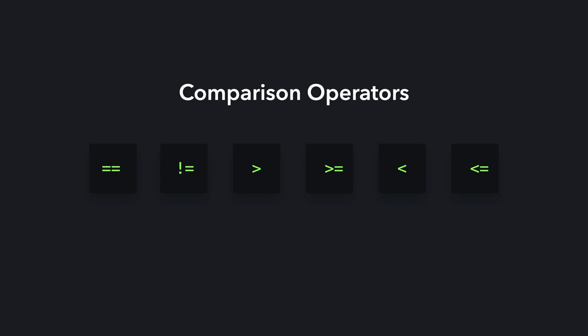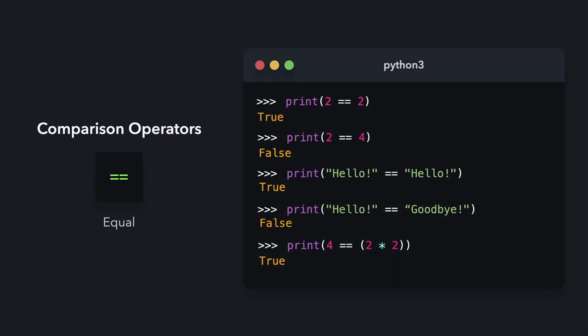In Python, we can use 6 comparison operators in order to compare values. The equal operator checks if both values are equal to each other. For example, 2 equals 2, but 2 doesn't equal 4. The string hello is equal to the string hello, but it's not equal to the string goodbye. Next is the not equal operator, which does the exact opposite of the equal operator. Since 2 is not not equal to 2, it returns false. But since 2 is not equal to 4, it returns true.